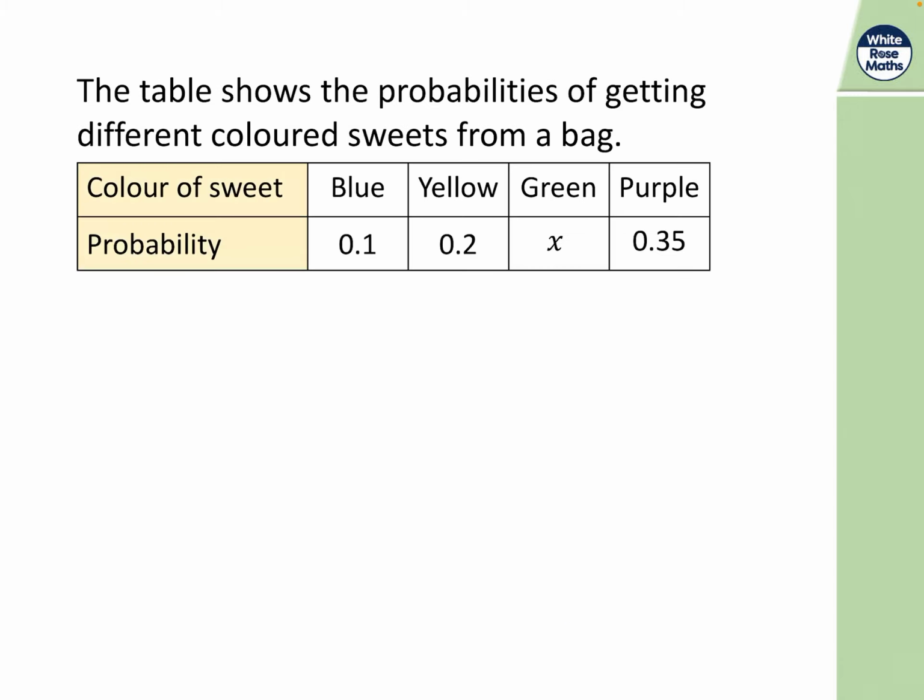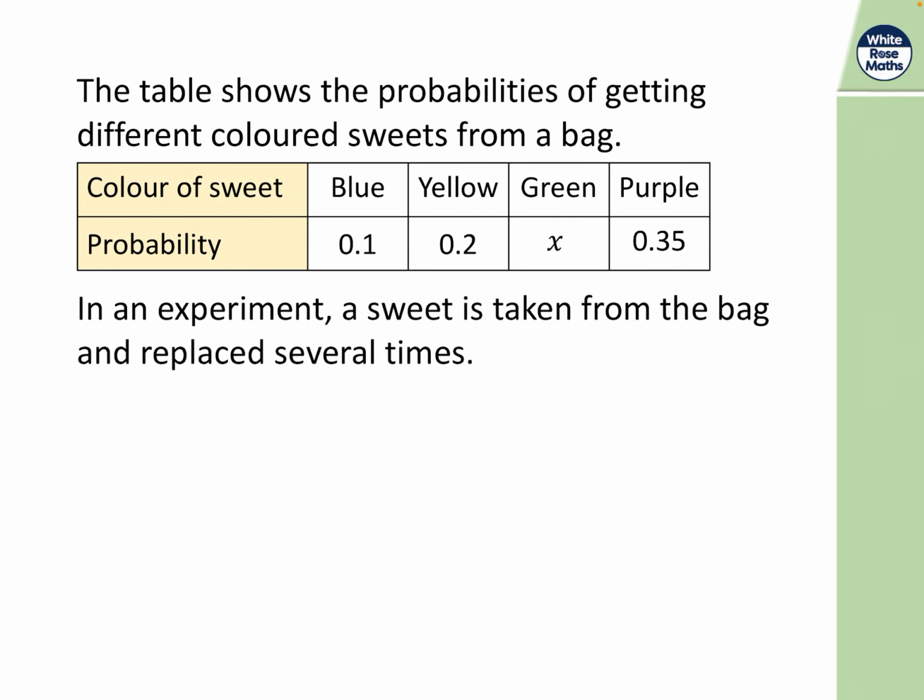Okay. I didn't realise we still had more questions. The table shows the probabilities of getting different coloured sweets from a bag. So we've got blue is 0.1, yellow is 0.2, purple is 0.35, and green is something that we don't know, so we're calling it X.